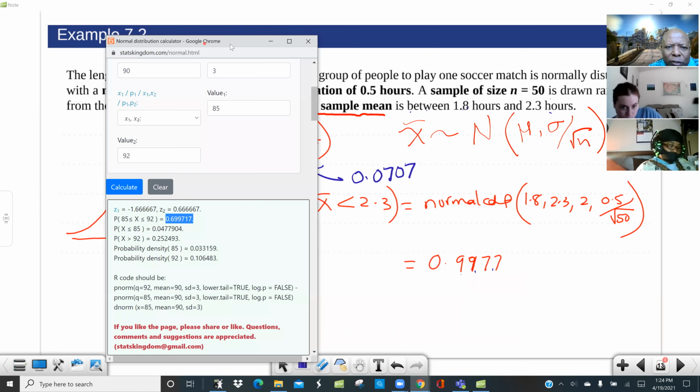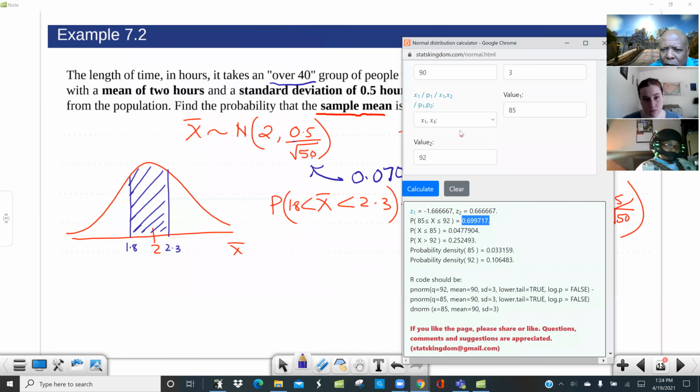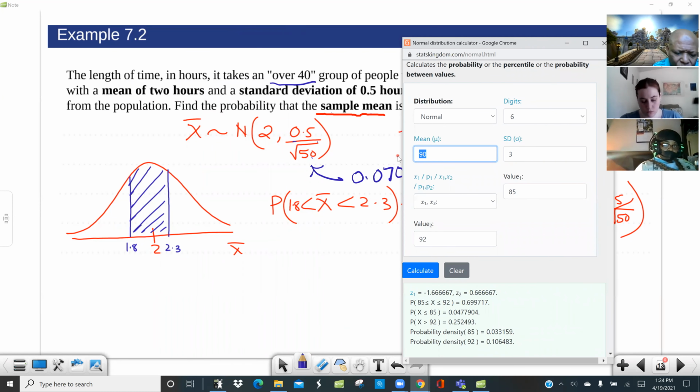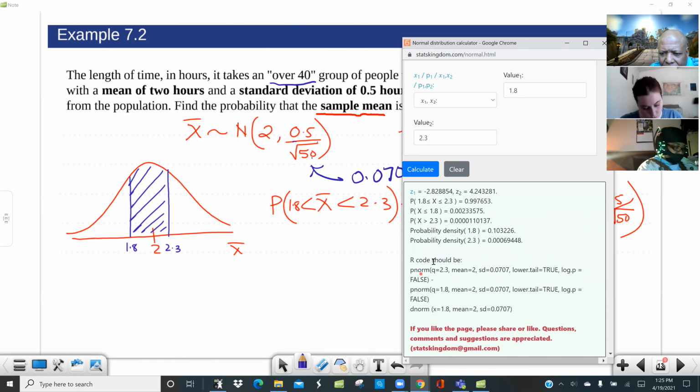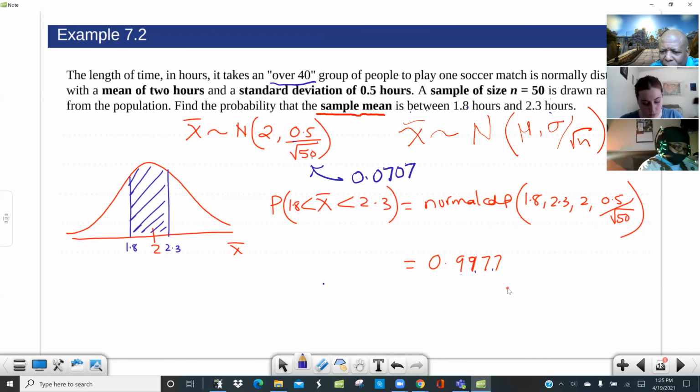So this time the mean is 2. The standard deviation is 0.0707. And you want to go between 1.8 and 2.3. And you say, what is it? 0.9976 or 77. That's what it is, 0.9977.